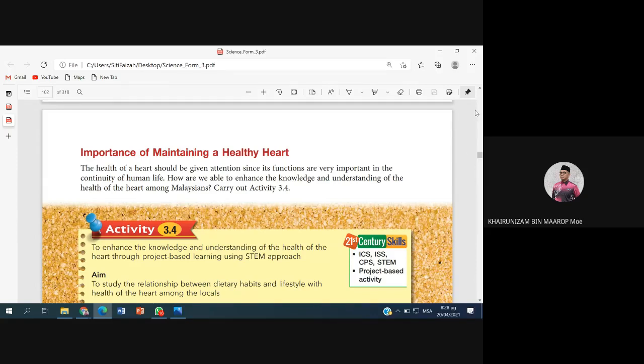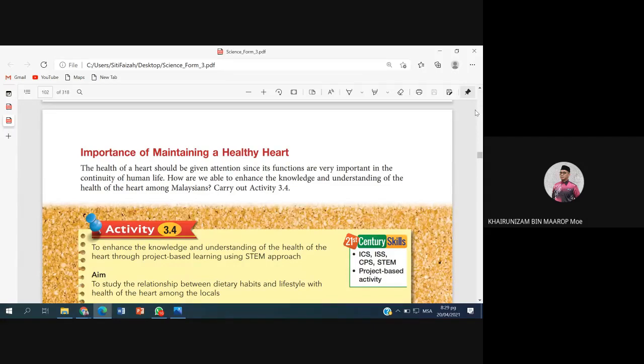Okay, now for your exercise, you need to do in this book your eksperimen wajib. Eksperimen wajib ni perlu kamu buat because soalan-soalan biasanya berdasarkan eksperimen. So you can do in page 180, this one, complete all this.